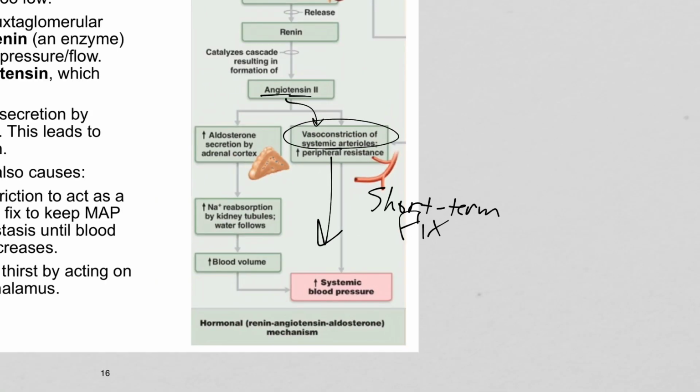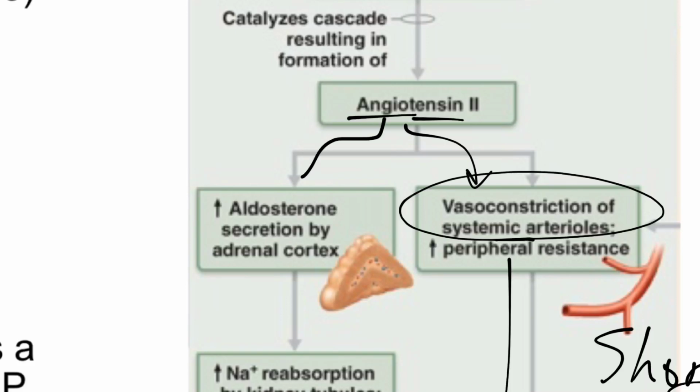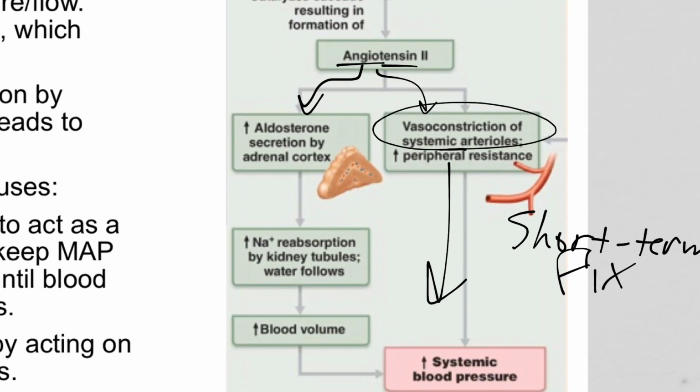You can vasoconstrict, you can get pressure back up, but the problem is vasoconstriction increases resistance. You don't want to walk around like that for the rest of your life. And so this is really a very temporary solution to a problem, but eventually you're going to have to actually solve the root problem, which is the volume issue. To do that, angiotensin will stimulate the release of aldosterone from the adrenal cortex.